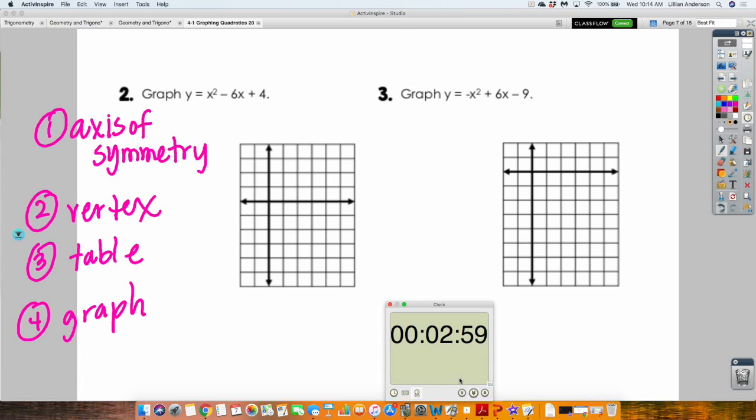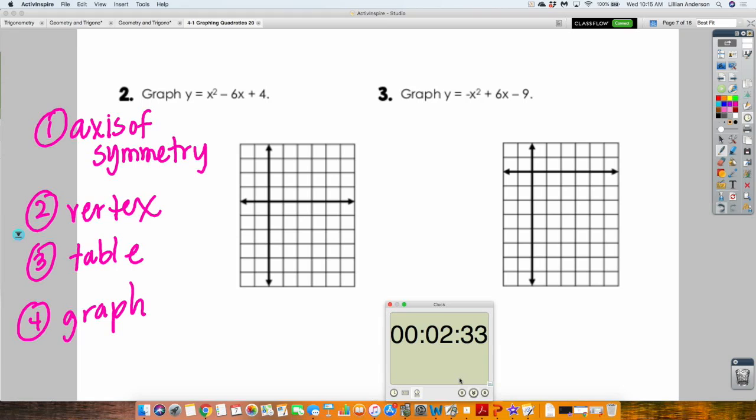I'm going to go an easier route. I'm just going to plug in 4 and 5, and then I can just do the opposite side. When I plug in 4, what do I get? -4. Okay, (4, -4). And when I plug in 5, I get -1.